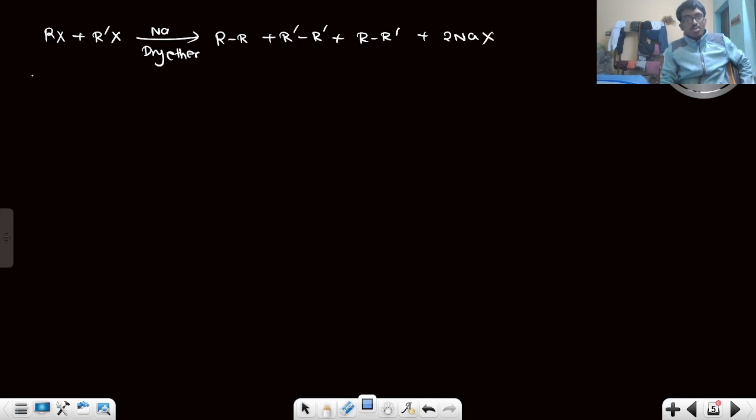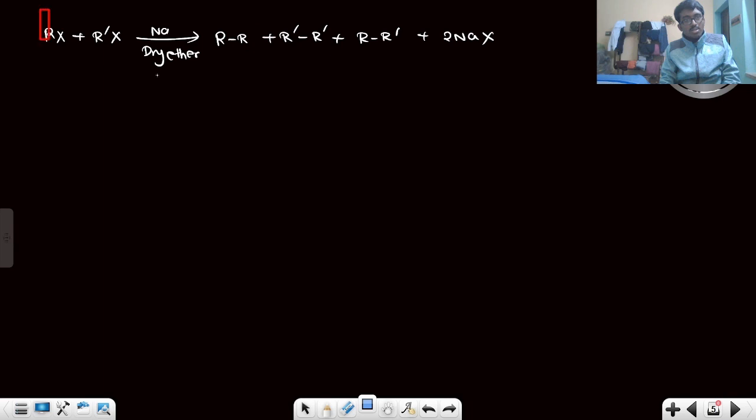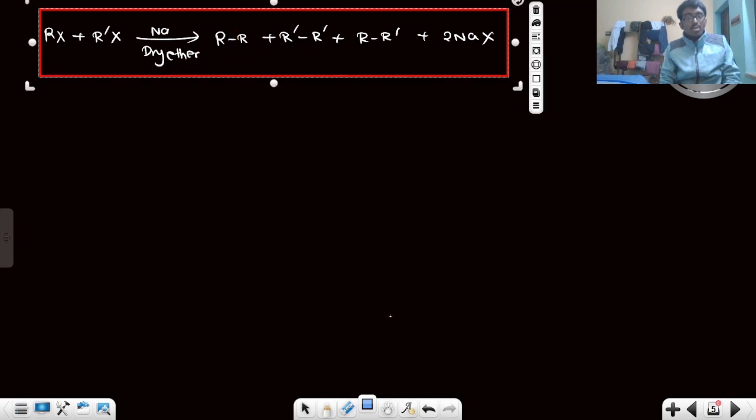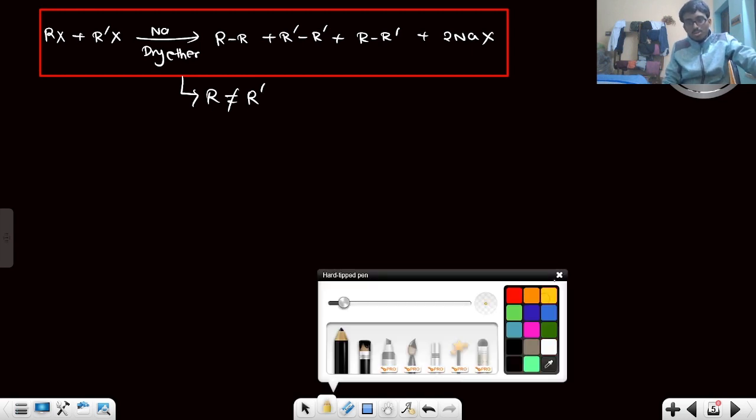So this also you need to remember that when R and R' are not equal, then what will happen? This condition is for when R is not equal to R'. That means R and R' are two different alkyl groups. So in that case three products will be formed. This is the funda over here. Okay, let me show an example quickly.